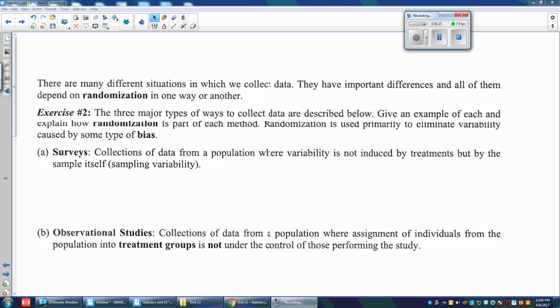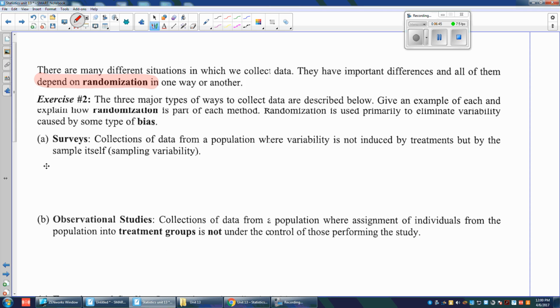We're going to be talking a lot about data in this unit. There are many different situations and many different ways in which we collect data, and there are important differences among all of them. It depends on the randomization. Unless we're going to take the whole population, if we're just going to take a survey or part of the population, we have to make sure it's random that we collect it.